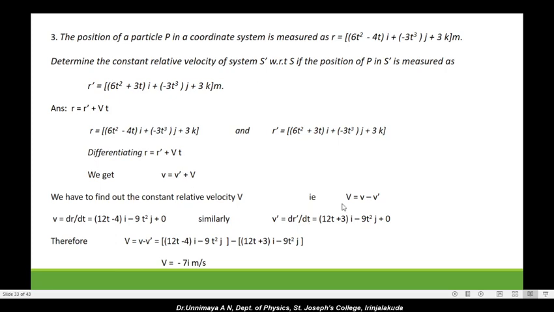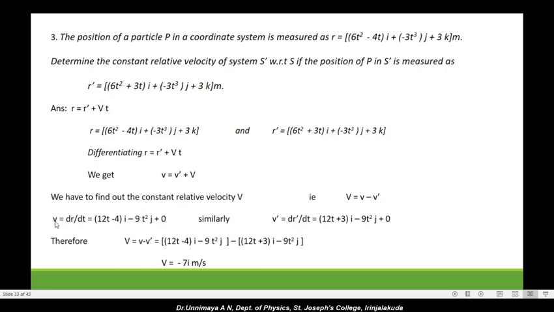From that, what is capital V? Capital V is small v minus v prime, because this small v is the velocity of the particle in the S frame. V prime is the velocity of the particle in the S prime frame. How do we find v and v prime? Just differentiate r and r prime.